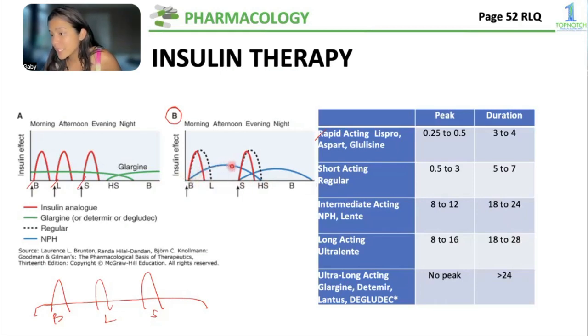So because it has a peak, you can see it has a peak, we no longer give your meal insulins 3 times a day. We only give it twice a day because you already have a peak at around lunchtime, as you can see here. So you would still give your rapid-acting insulins before breakfast and before supper, or you can give your regular insulin, which is considered short-acting. So there's rapid-acting, short-acting, intermediate-acting, long-acting, and ultra-long-acting. What came out in the boards: degludec, ultra-long-acting.